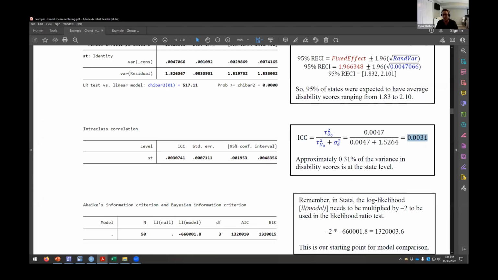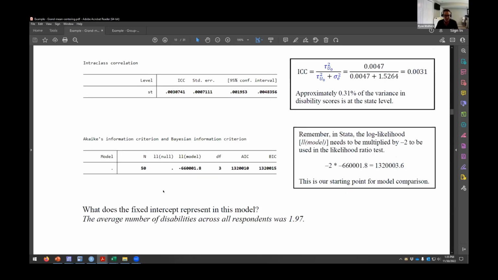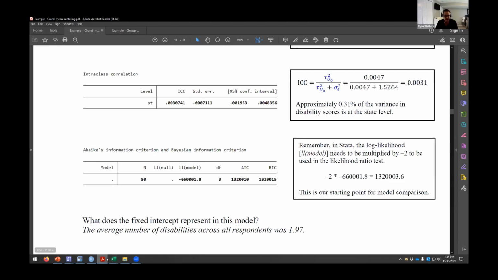So the question becomes, this is a really small ICC, not much of the variability in disabilities at the state level. Okay. The question is, is this 0.0031 statistically significant? The way we test that is via model comparison. So our log likelihood, as estimated by Stata, is negative 660,001.8. We multiply that by -2. We get our value of 1,320,036.